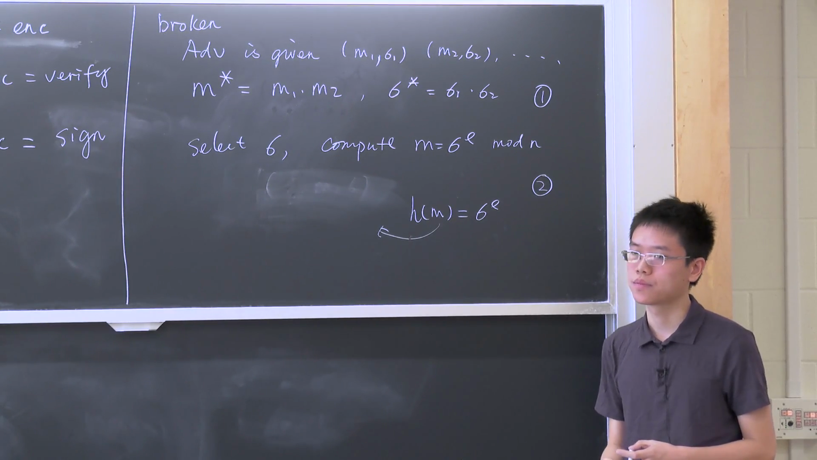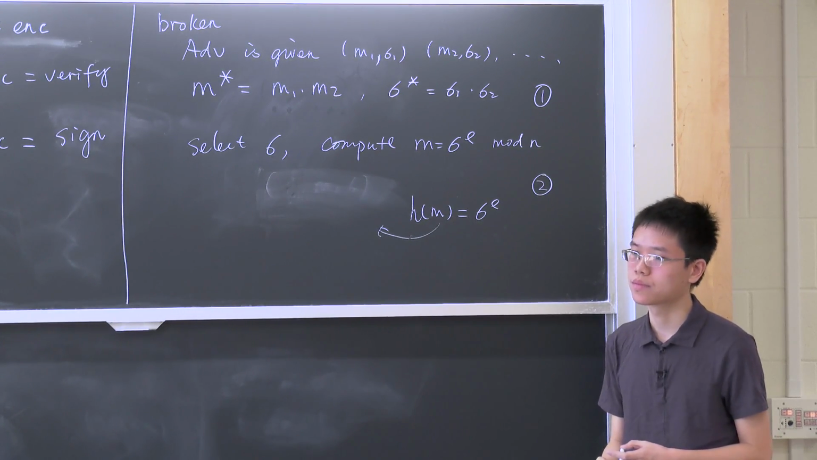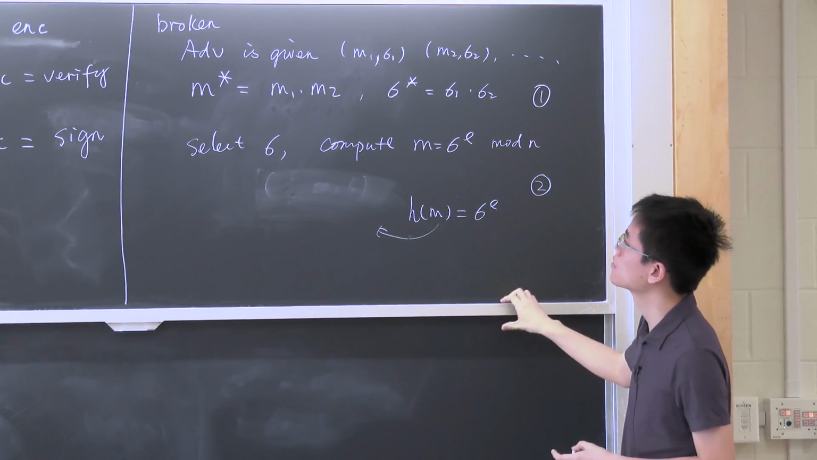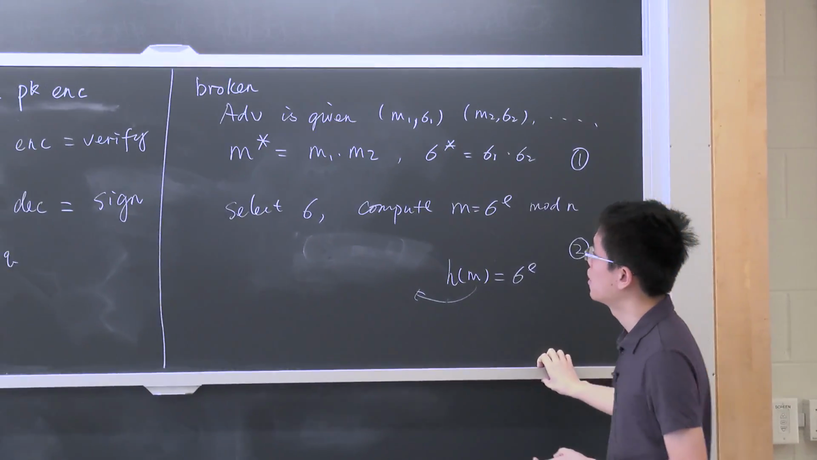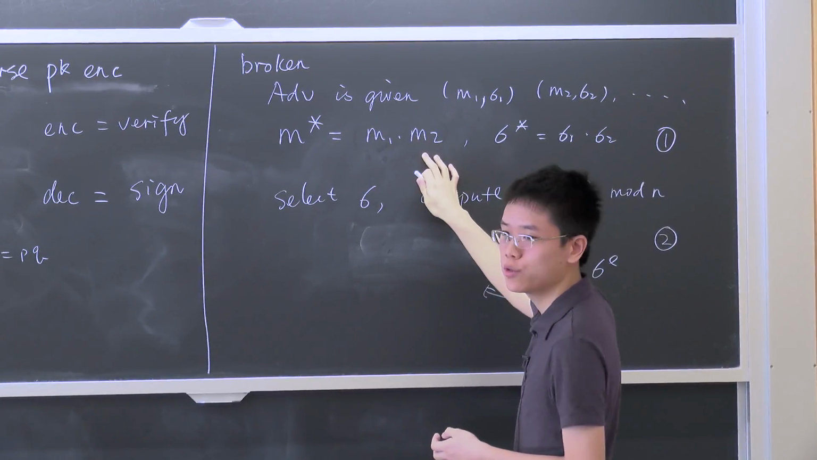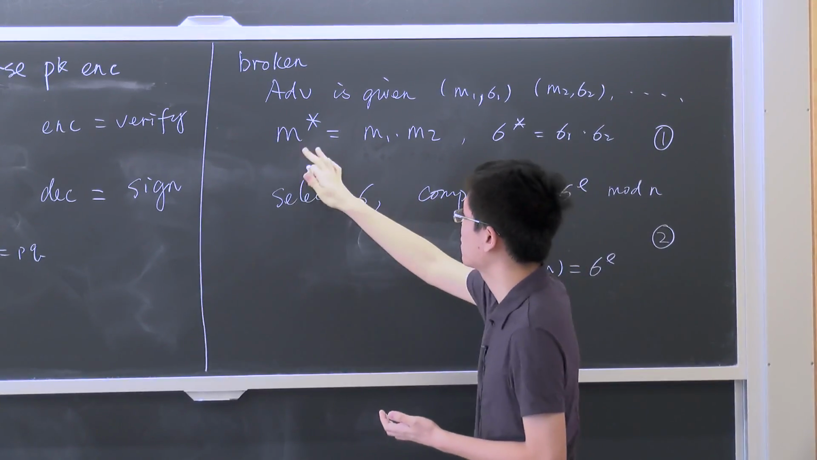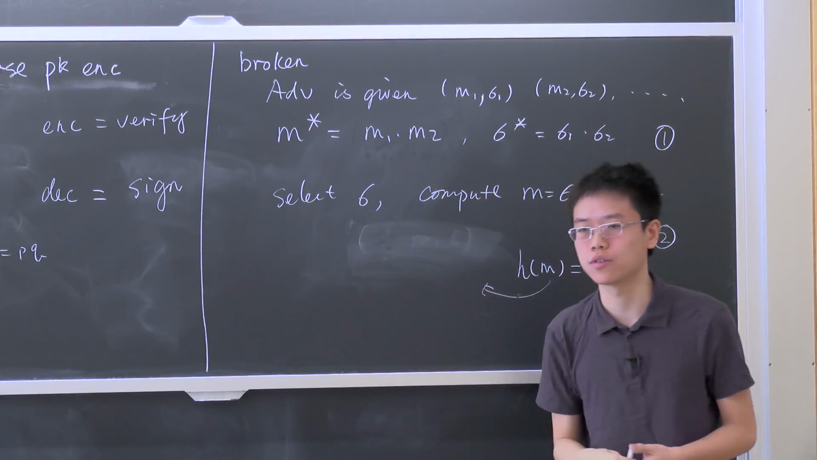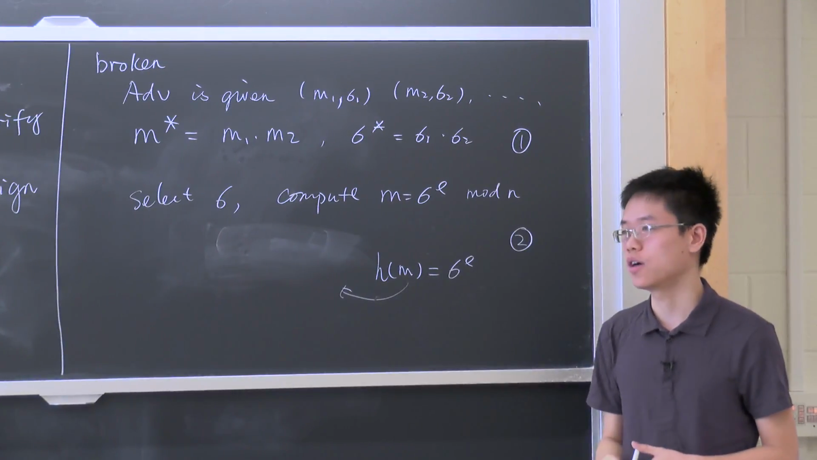But what about the other way? I mean, if he has two messages, he can still get m star and then get hash of m star. OK, so then he gets hash of m1, he gets hash of m2, but you need to find the m star such that its hash is the multiplication of these two. And yeah, he does not know how to find that message.